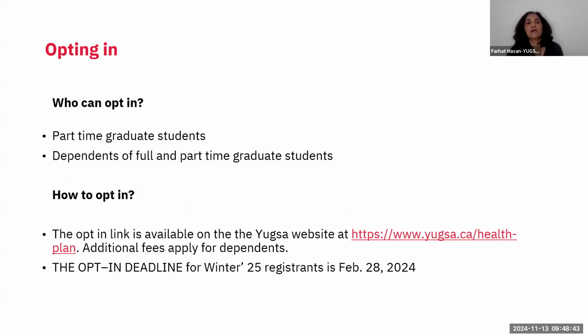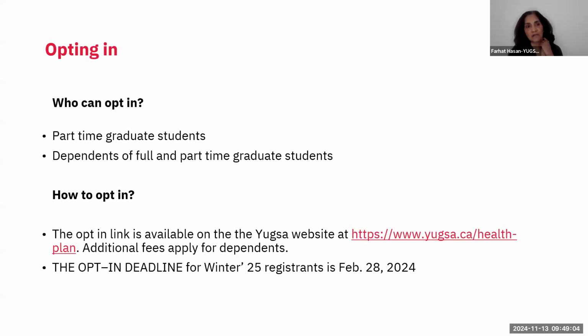Opting in, who can opt in? So the plan is mandatory for full-time students, meaning they don't have to opt in. They will be automatically enrolled in the plan, and you will see the healthcare charge in your student account by January 20th.